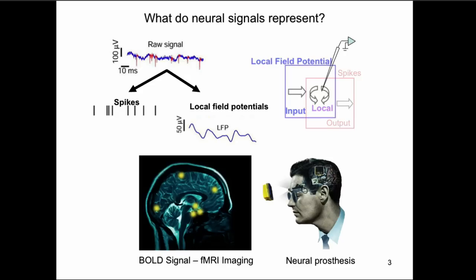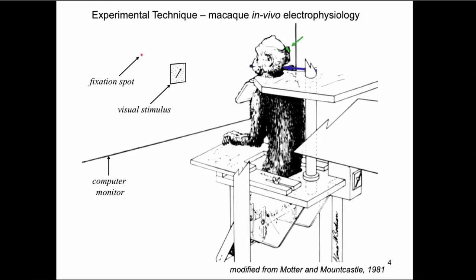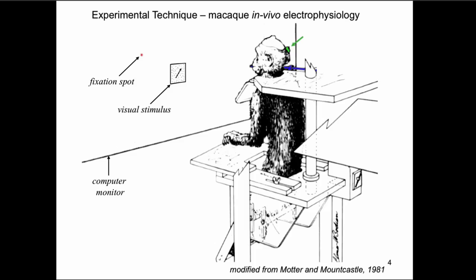So again, this is what we want to know. This is the topic of the study. Are local field potentials more consistent with the input or with local processing? So how do we do that? We use a technique known as macaque in vivo electrophysiology, in which we have a monkey sitting in a chair who looks at a fixation spot, and we stimulate the neurons in his brain by using different types of visual stimuli. And we obtain a signal that looks like this.